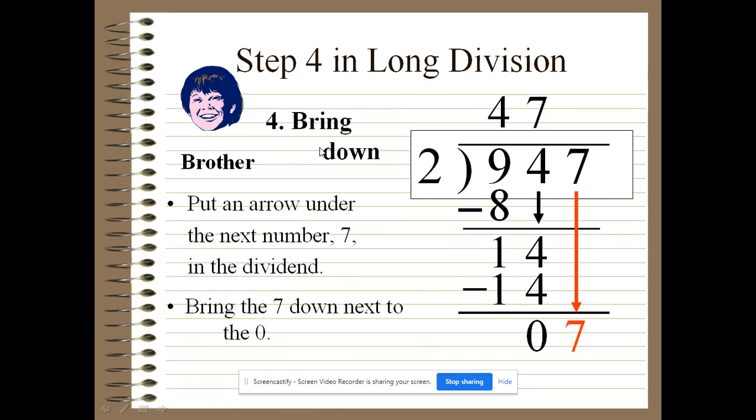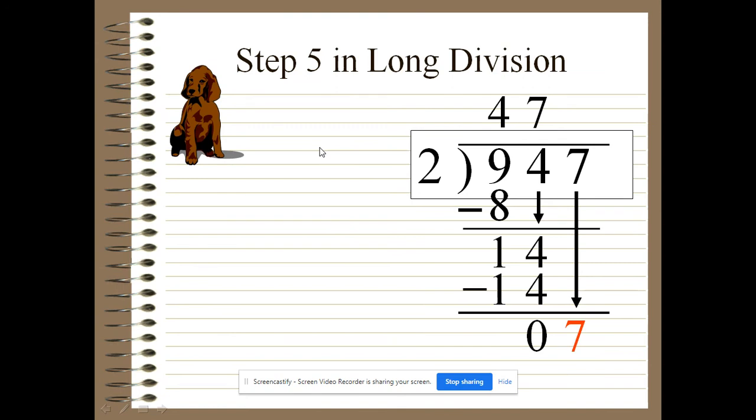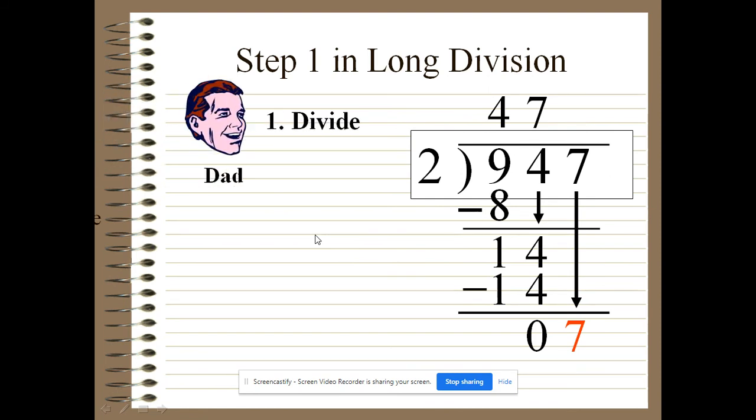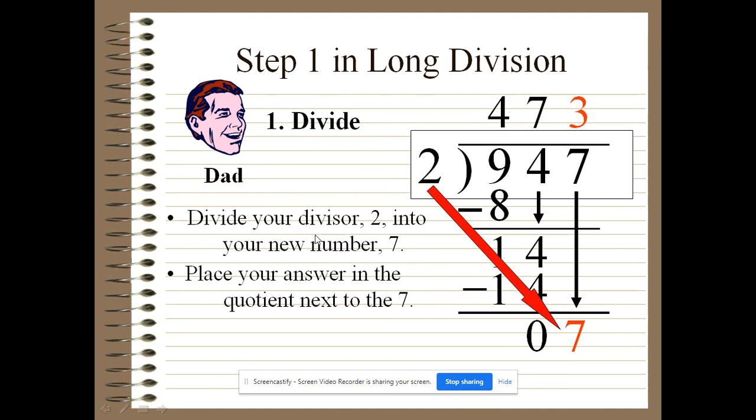Now, Rover comes in, and guess what? We do this all over again. Rover comes in and says repeat. And instead of dividing 2 into 9, instead of dividing 2 into 14, now we're going to divide 2 into 7. If we chop 7 into 2s, how many 2s will we get? And of course, that will be Dad's job. He divides. And we find out that 2 into 7 is 3, right at the top. And now our quotient is 473 so far.